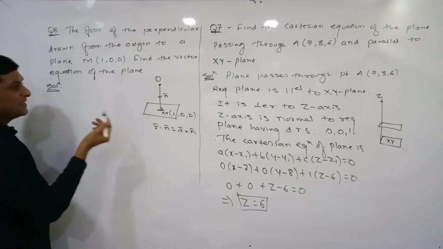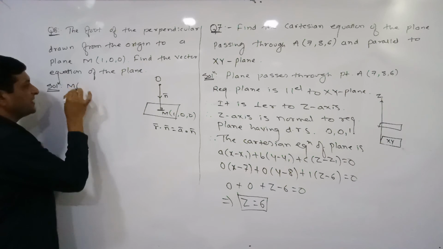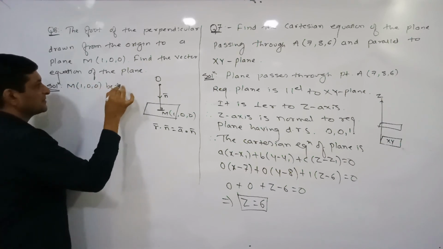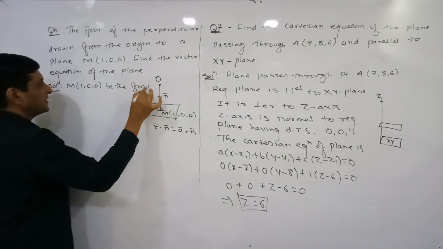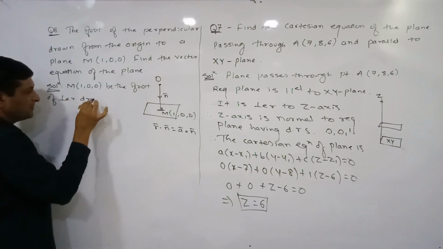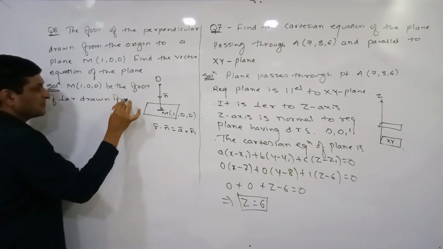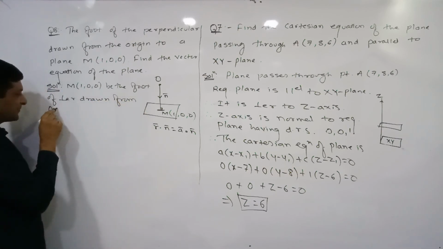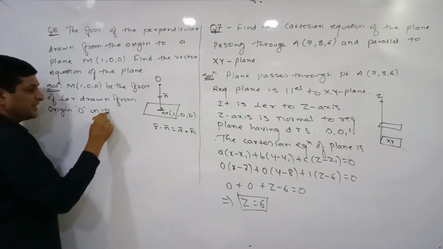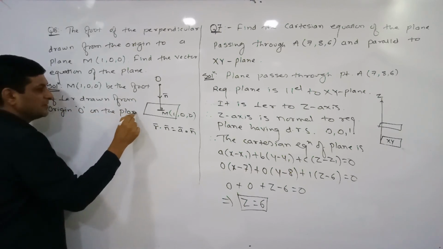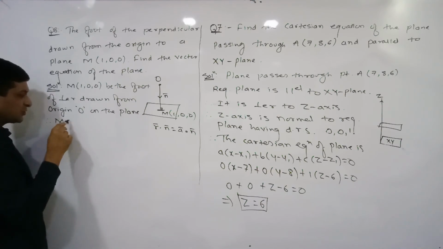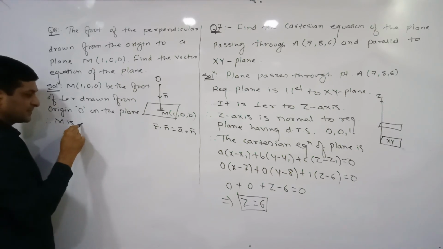equation of plane. So M, having coordinates 1, 0, 0, is the foot of the perpendicular drawn from origin O on the plane. So therefore we can say that M is a point on the plane.